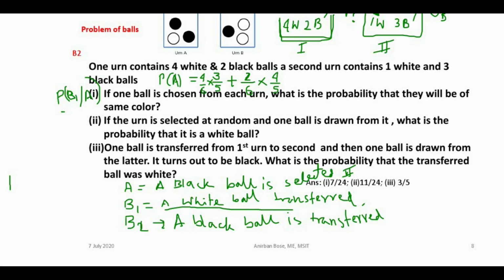So according to Bayes' theorem, this probability will be equal to, simply at the bottom it will be PA, that means this plus this, and in the top it will be corresponding to which event you have to find out. You have to find out corresponding to white or B1. So which is the contribution of B1? This was the contribution of B1 in that addition. So you write the whole term in the numerator. So what is that? That is 4 by 6 into 3 by 5. So this will be the answer.